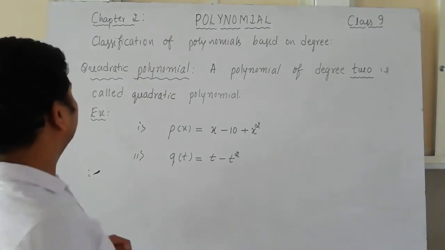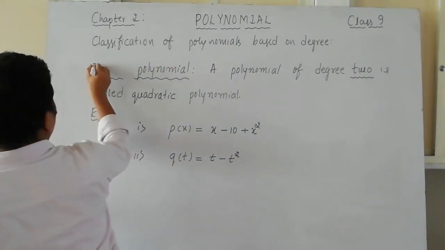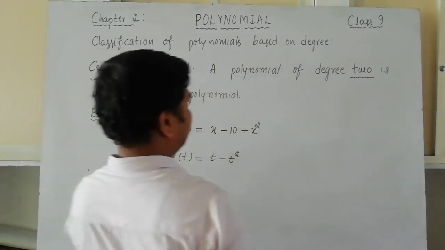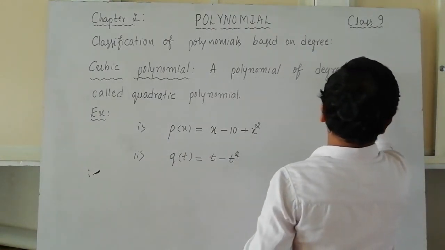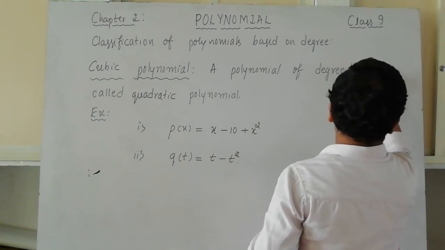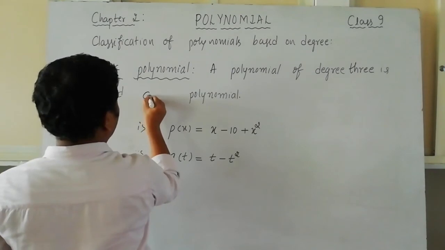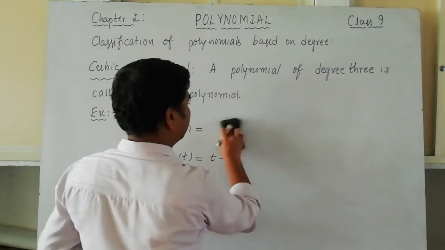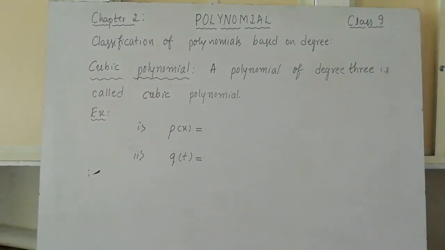Now I will move on to the third one, cubic polynomial. Just I am going to change this word. A polynomial of degree 3 is called a cubic polynomial. So write down your own example. I want examples from you.